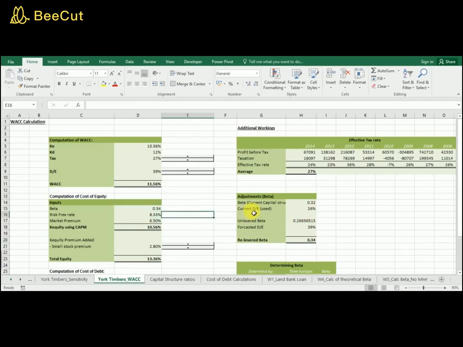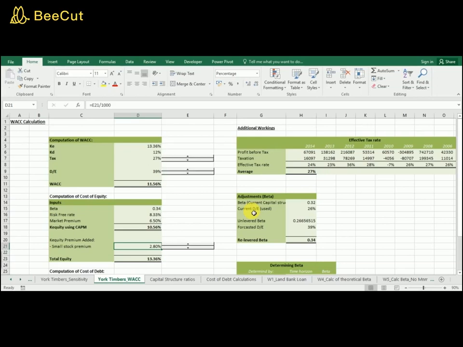I got my risk-free rate, which was just represented by one of the bonds, and I had a common market premium of 6.5%. I added the small cap premium of 2.8% to get me to my total cost of equity. The reason why I added the small cap premium was because this share, York Timbers, does not have a lot of volatility, and does not trade every single day. And if you look at the historical information, you'll find that that is the case. So as a result, I added a premium for that. In other words, I'm increasing my discount rate, decreasing my underlying value because of that very factor.